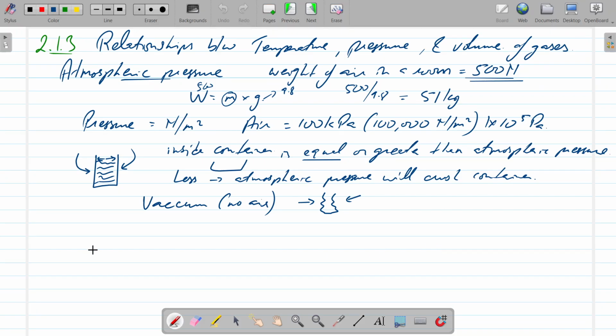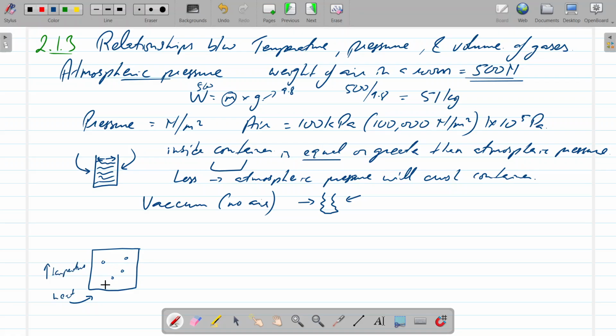You have, let's say, a container made of steel, for example, right? And you've got gas particles in it. And what you do is you provide energy to it in the form of heat. And so that increases the temperature.